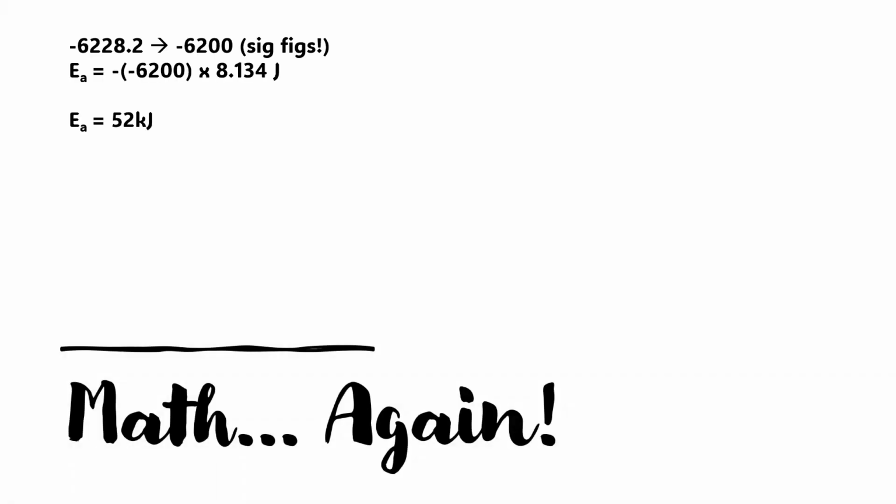Some quick calculations again. We need to make this negative 6,200 because we need 2 significant figures. And in order to get the activation energy, we will multiply it by negative 1 to make it positive and multiply it by 8.134 joules. The activation energy is 52 kilojoules.